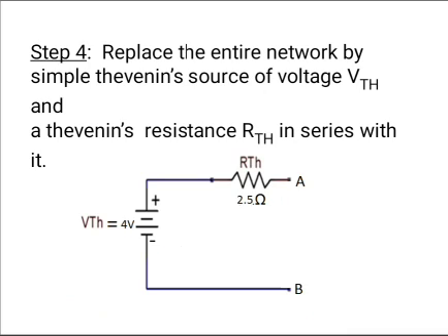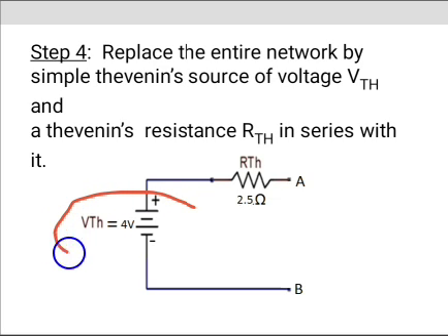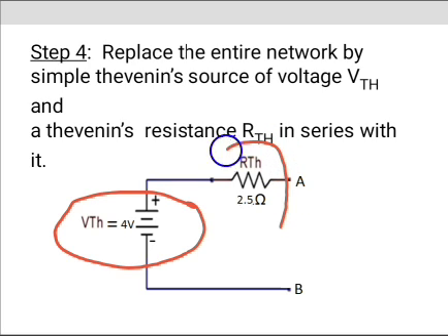Step 4, replace the entire network by a simple Thevenin source of voltage VTH. That means we got VTH equals 4 volts and a Thevenin's resistance RTH equals 2.5 ohm that is connected in series with it.